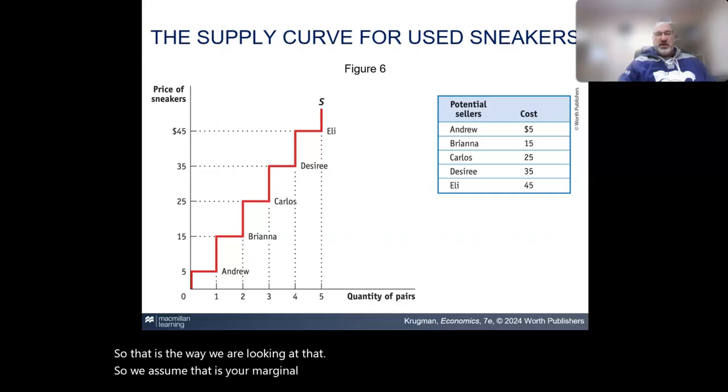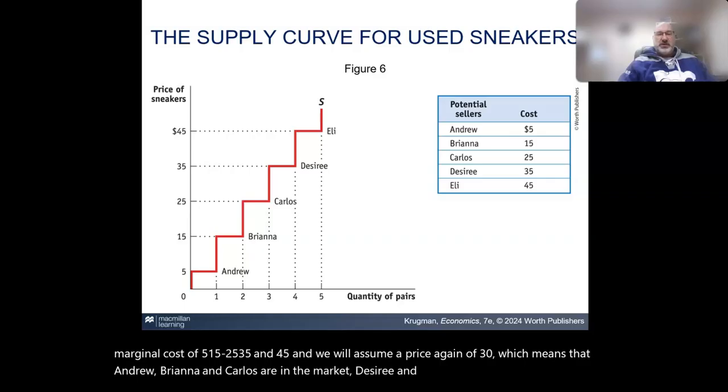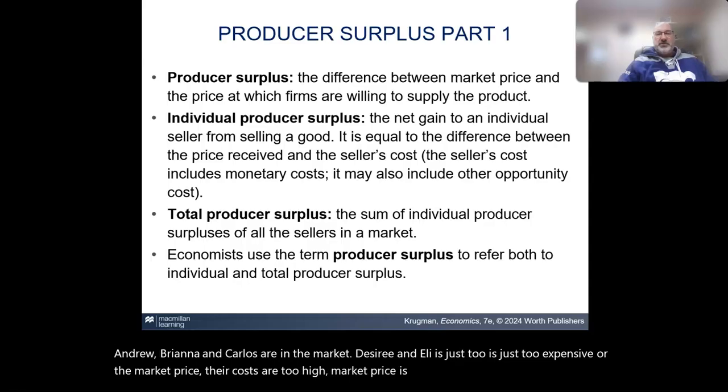So Andrew, Brianna, Carlos, Desiree, and Eli have marginal costs of 5, 15, 25, 35, and 45. And we will assume a price again of 30, which means that Andrew, Brianna, and Carlos are in the market. Desiree and Eli are out: their costs are too high, and the market price is too low. So that's just not going to work for them.